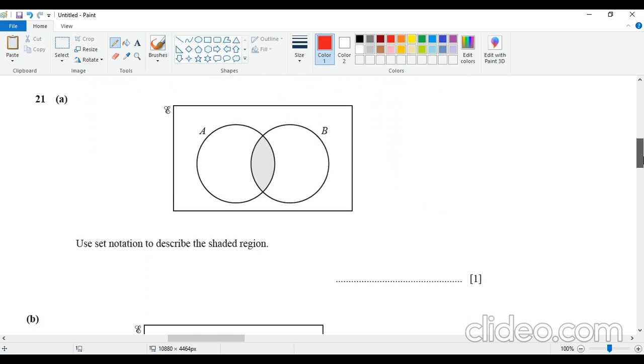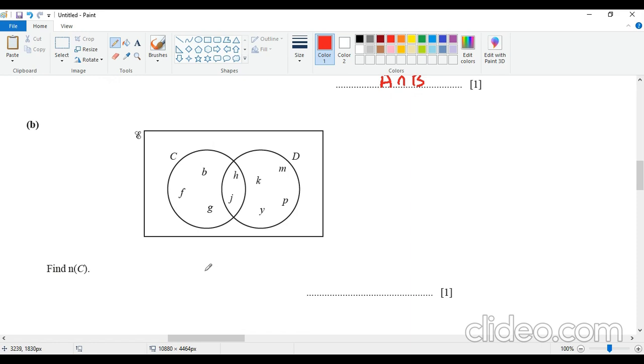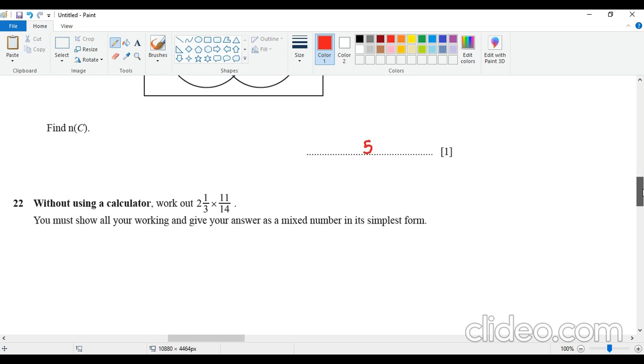Now in question number 21, it says use set notation to describe the shaded region. Shaded region is intersection of A and B. So you will write A intersection B as the correct answer. Here in part B, it says find elements of C. Elements of C are B, H, J, G, and F. So there are 5 elements. So your 5 is going to be your correct answer. You get full marks for it.